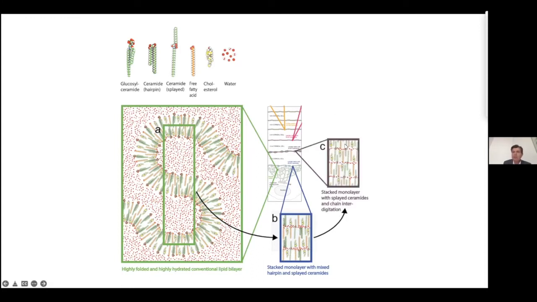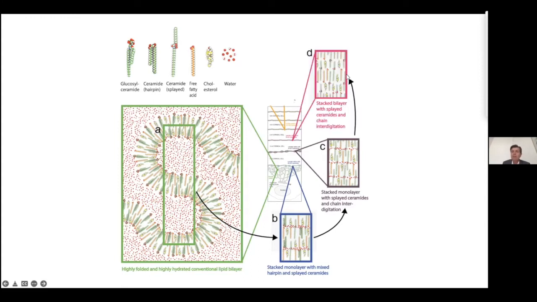Then the third structure, that is the fine lamellar 20 to 25 nanometer pattern. The essential difference here is that you don't have any hairpin ceramides anymore. There are only splayed ceramides. And you also have an interdigitation of the lipid chains. That is, there is an overlapping of lipid chains. And this is what gives the fine lamellar appearance compared to the previous pattern. Still, you have a random orientation of all the lipids.